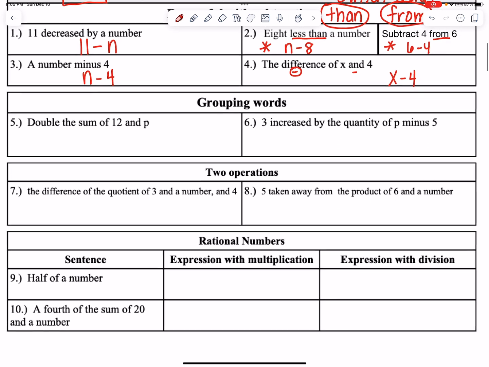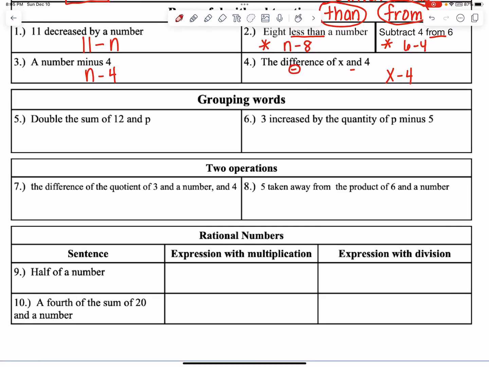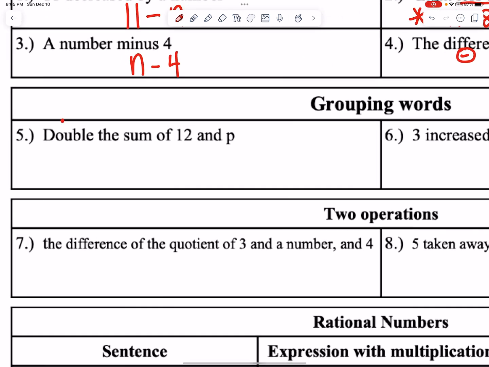All right, let's talk about grouping. We have double the sum. So think about what double means. Double means times 2. And then the sum is addition, and so that's going to be represented with the and there. So we have double the sum, or double the addition of 12 and p. So I want to get my 12 plus p written here, and that's going to be grouped like that. Now we want to take double of that, and so I'm going to put that in front because that's the order. And remember, order matters. So double the sum of 12 and p.